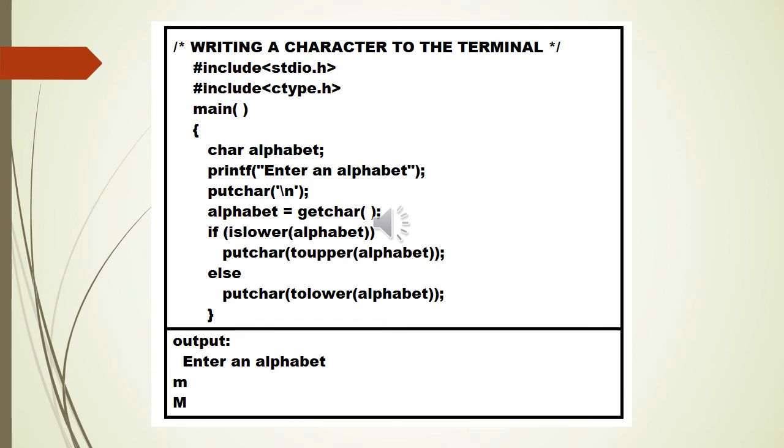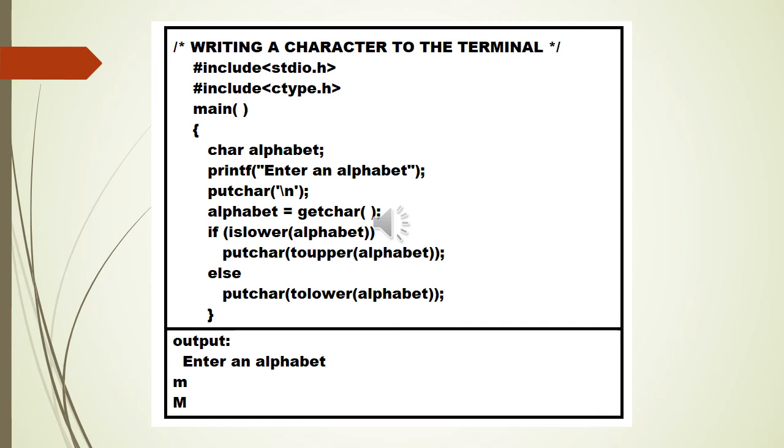Then printf statement, enter an alphabet. This will print it on the screen. Then putchar, we are taking one character, putchar(variable name). Here it includes the \n character as well. So, enter an alphabet. After that the cursor will come to the next line.